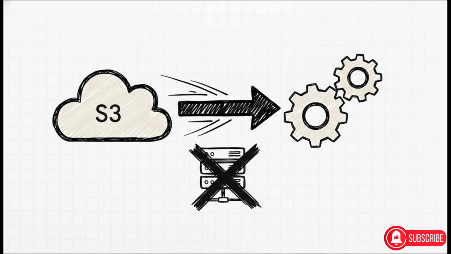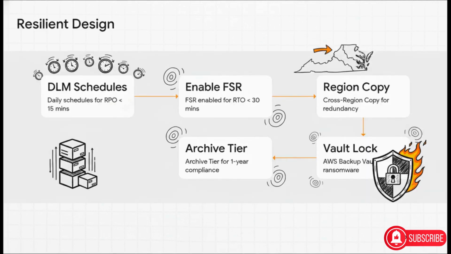But EBS Direct APIs let developers and third-party tools read and write snapshot blocks straight to S3 without ever touching an EC2 instance. It unlocks super advanced change block tracking, making offsite migrations and custom backups ridiculously fast. So if someone asks you to design a highly resilient DR architecture, here is exactly what you say.